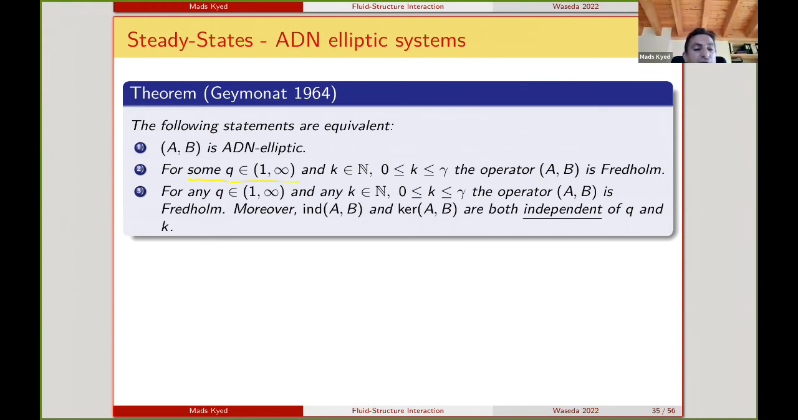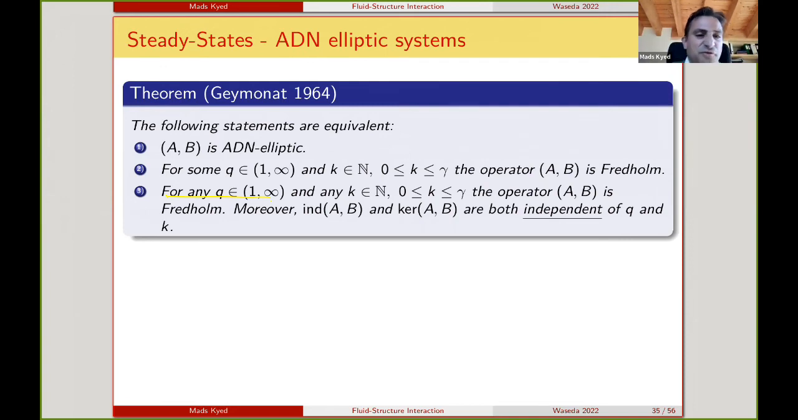Okay, this is okay. So from 1 to 2, that's nice. We know if it's elliptic, but not Nirenberg elliptic, then it's a Fredholm operator for some Q. But then from 2 to 3, it says that if it's Fredholm for some Q, then it's Fredholm for all Q. Yeah, we have equivalence here.